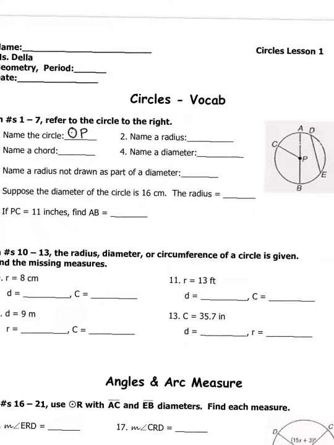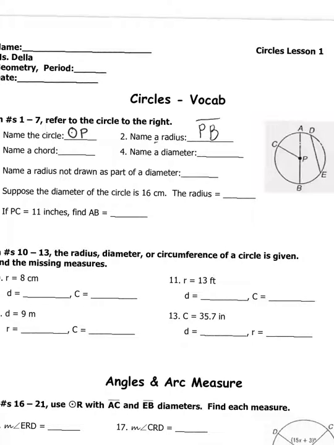Name a radius. You only have to name one. There's more than one in this picture. P to A is a radius, P to C, and P to B. So pick your favorite one. I'm going to go PB, makes me think of peanut butter, and put a line segment symbol on the top.